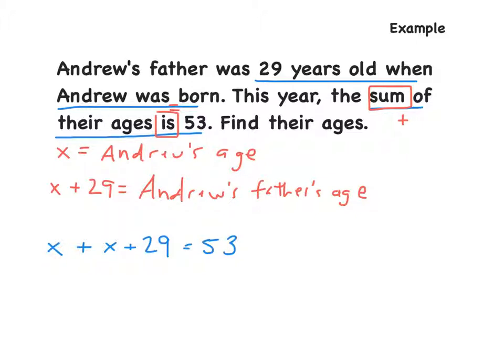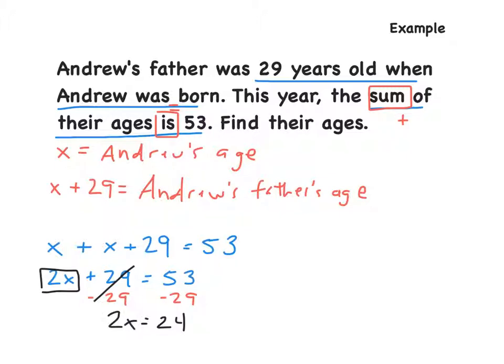So we can combine 1x and 1x. These can be combined to equal 2x, and then it's plus 29 is equal to 53. So from here we can subtract 29. 53 minus 29 is equal to 24. And all we have left is 2x. So 2 times what is equal to 24? So x is equal to 12.